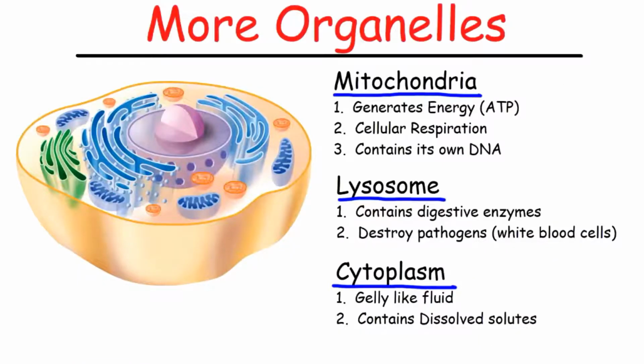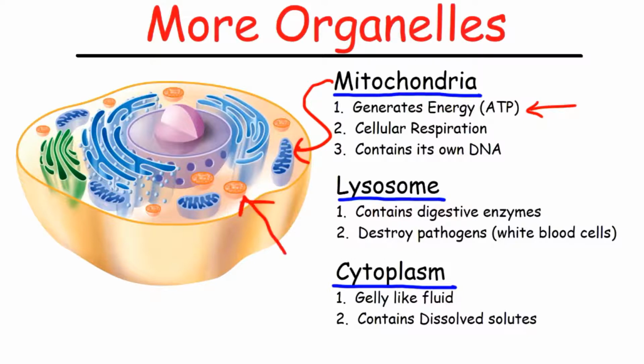Now let's talk about some other organelles that you need to know. The next one is the mitochondria. Now the mitochondria has its own separate DNA. It's different from the DNA of the cell. And its job is to perform cellular respiration. In that process, it takes the energy stored in fats and carbohydrates and converts it to a molecule known as ATP, adenosine triphosphate.